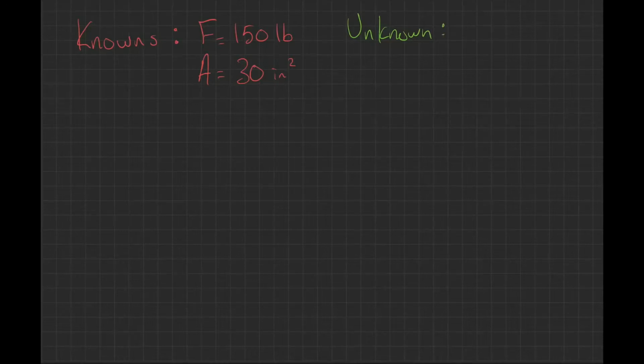Okay, so step one is going to be identifying our knowns and unknowns. So if we look at what do we know? Knowns, here we know that F is equal to 150 pounds. We know that area is equal to 30 inches squared. And then our unknown here is our stress. Okay, so we don't know what our stress is equal to.